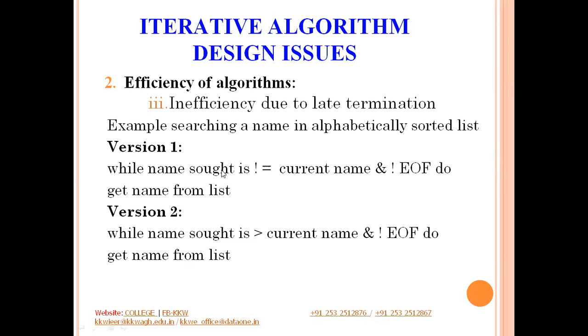So you compare the name that you are searching with the current name. If it's not equal and not the end of the file, you take the next name and compare it with that, you take the next name, compare, and you continue this process till the end of the list.